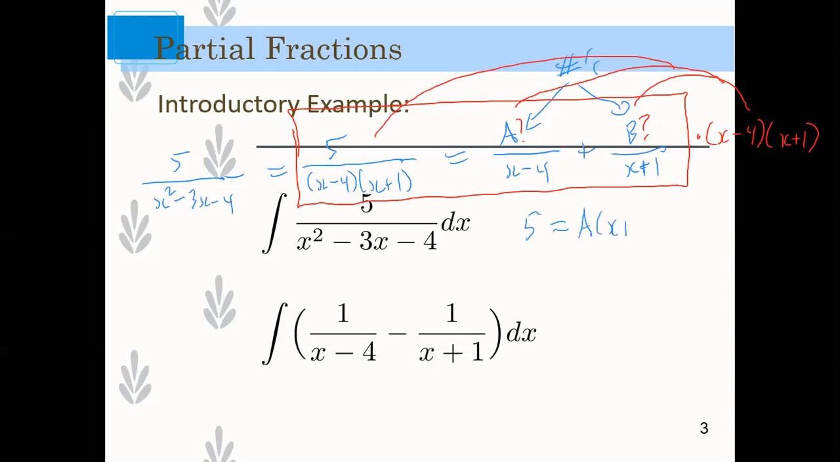A times x plus 1. And what about the second thing? So it's plus b times x minus 4. Okay, what I'm really doing here is finding a common denominator. You guys realize that if I were finding a common denominator, I would have to multiply A by what? What would I have to multiply A by? x plus 1. And what would I have to multiply b by? x minus 4. And once I find that common denominator, the numerators have to be the same, yes?